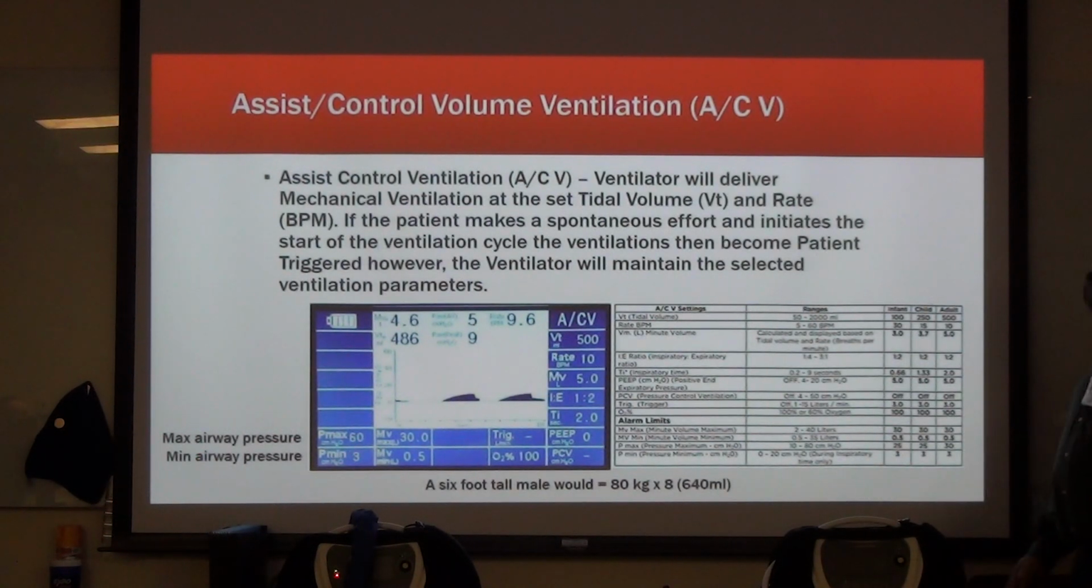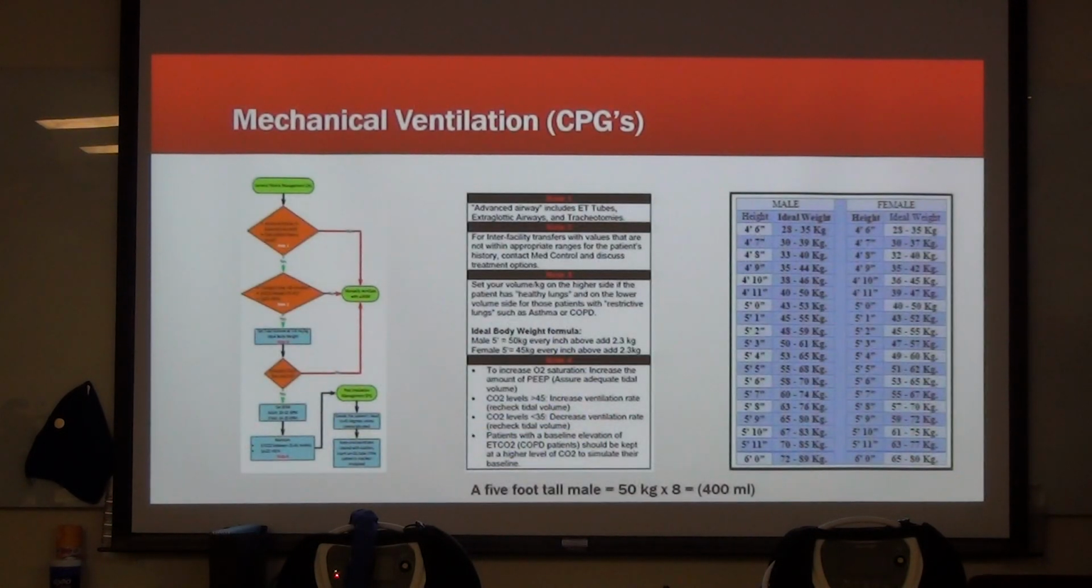One of the footnotes that I have on here is you take a 6-foot tall male, they would normally weigh about 80 kilos, times 8, that's 640 milliliters. Now, our algorithm, our CPGs, tells us what volume of air we can give. It's between 6 to 8, right? Typically I see people start with lower settings and then go up if necessary. But I think the key here is that you look at the ideal body weight. So there's your algorithm, where you see your volume piece.